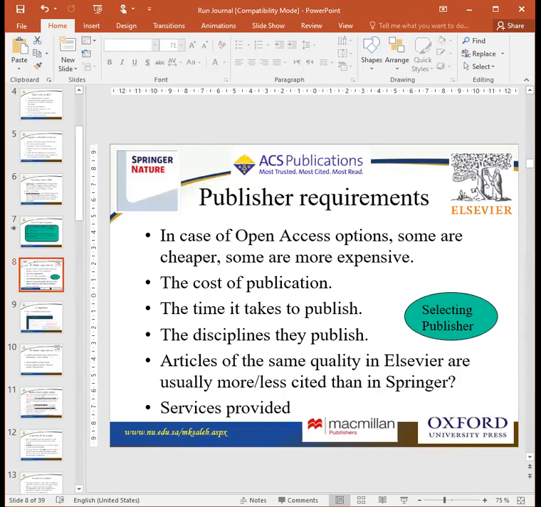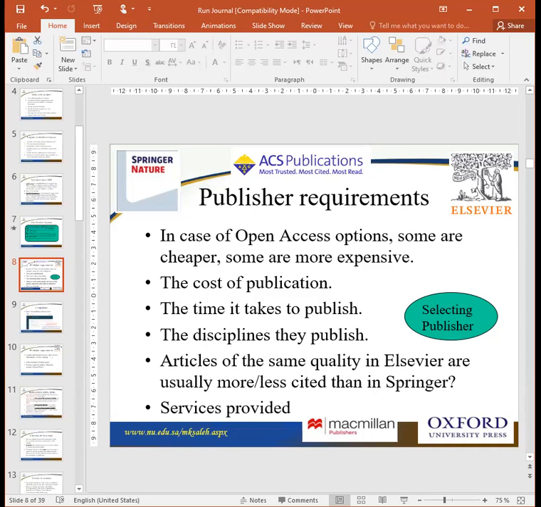So what is the publisher requirement? Before the publisher requirement, it is important that the comments by the reviewers are checked by editorial staff to remove any harsh, inappropriate words from the review before they are communicated to the author.